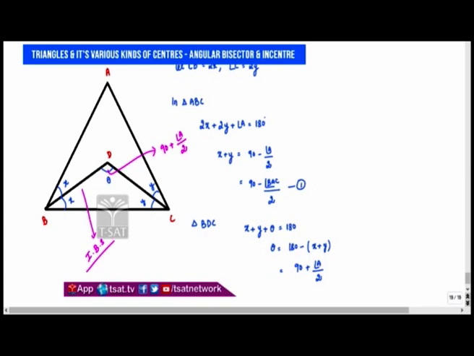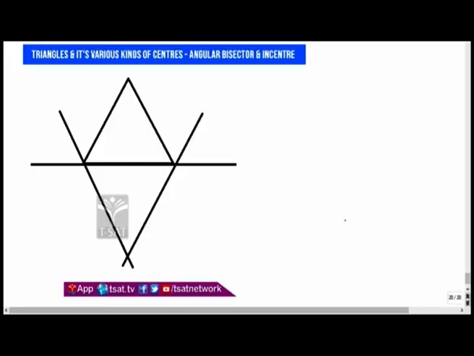Now I will take two external bisectors. Here I am taking two external bisectors. These are external angular bisectors. We have already considered the angle B as 2x, angle C becomes 2y. The remaining angle here is 180 minus 2x. If you divide 180 minus 2x by 2, this whole entire angle is 180 minus 2x, the remaining angle outside, it becomes 90 minus x. Therefore, this angle is 90 minus x.